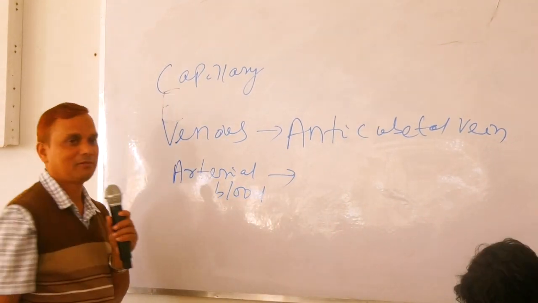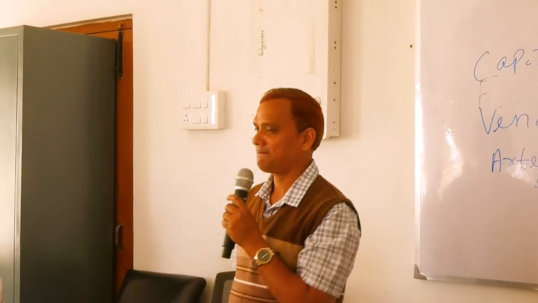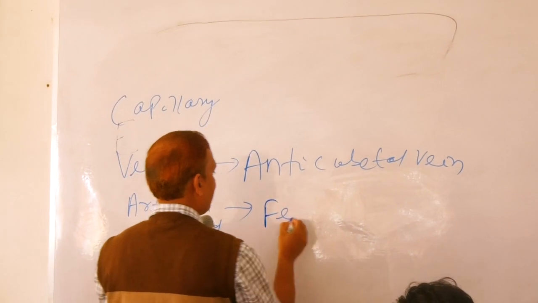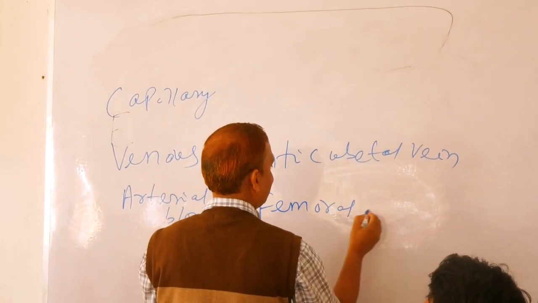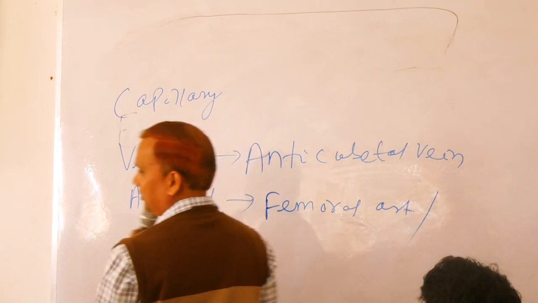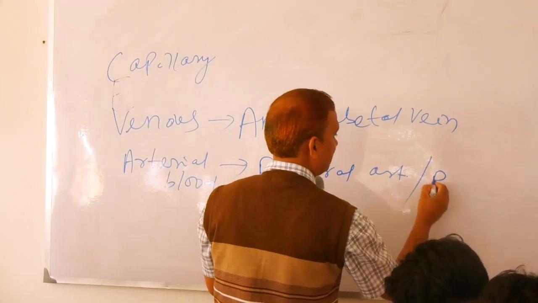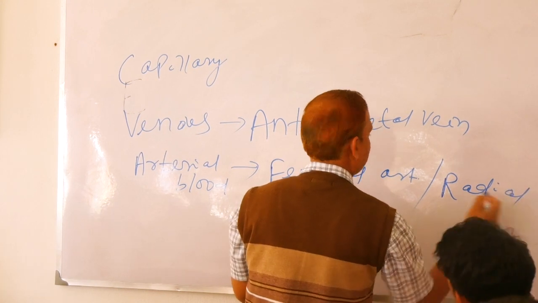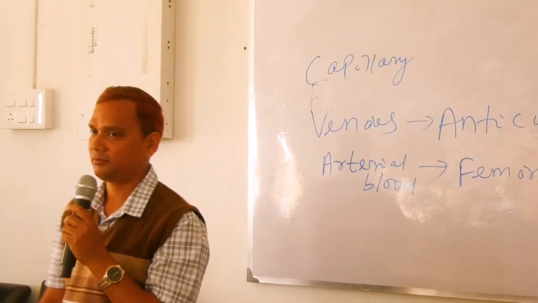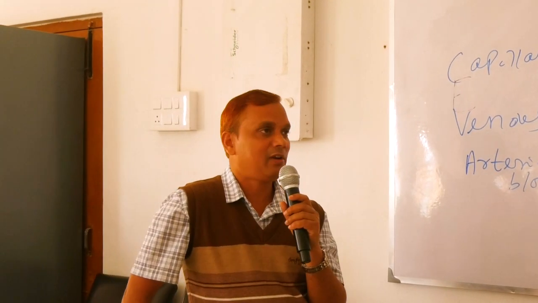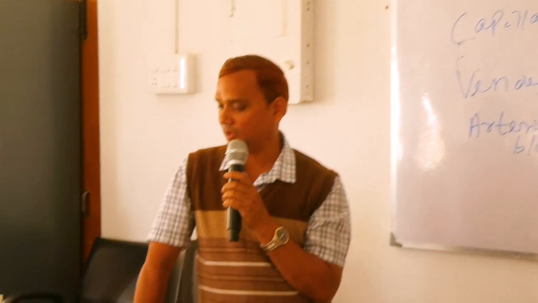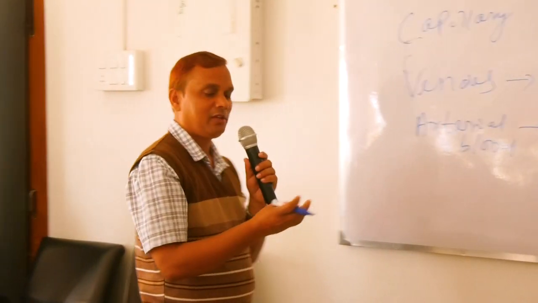How do you collect arterial blood? Which artery? So, venous blood and arterial blood. One thing I forgot: this capillary blood you will take from here, for an adult.